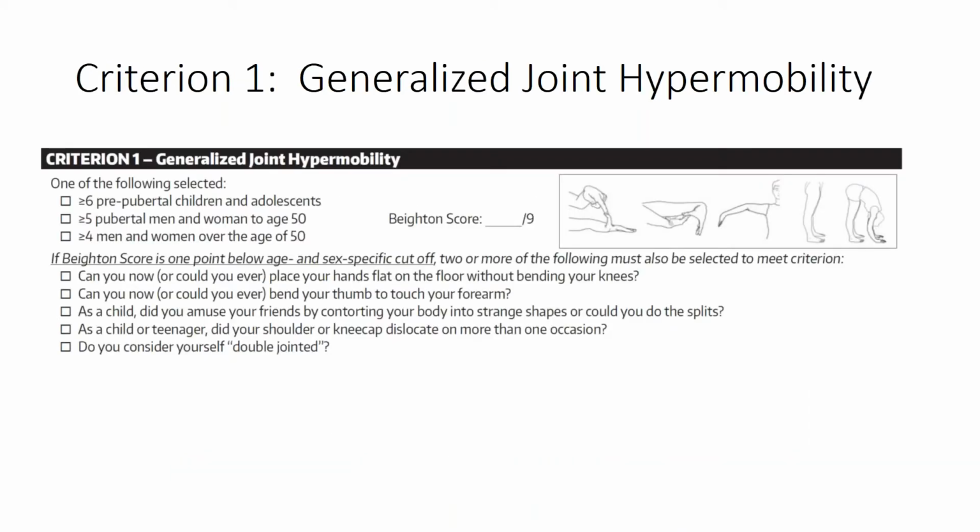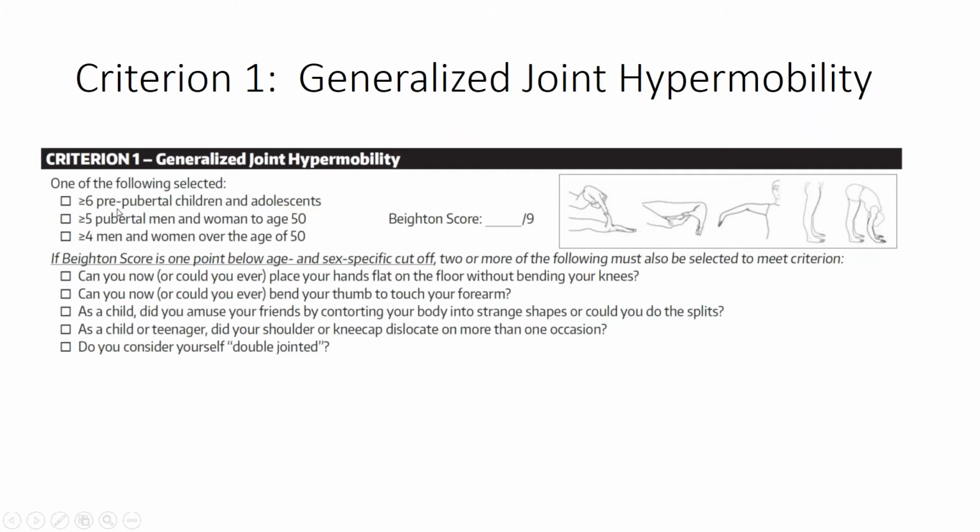So there are three criteria that are examined to establish a diagnosis of hypermobile EDS, and the first criteria is that of generalized joint hypermobility. Now, for the 2017 criteria, a decision was made to differentiate among age groups for the cutoff for generalized joint hypermobility. We use something called the Beighton scale, which is a 9-point scale.